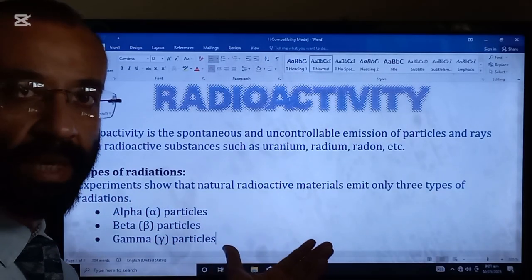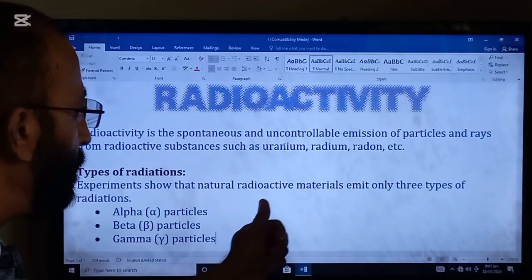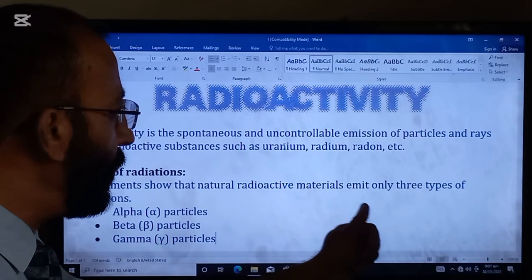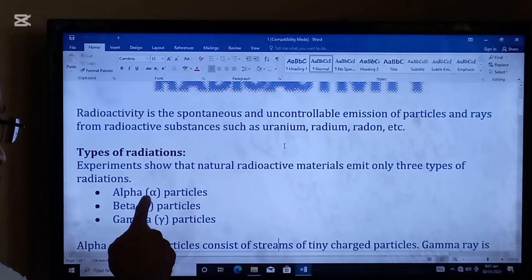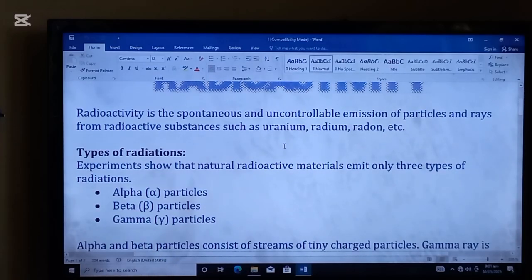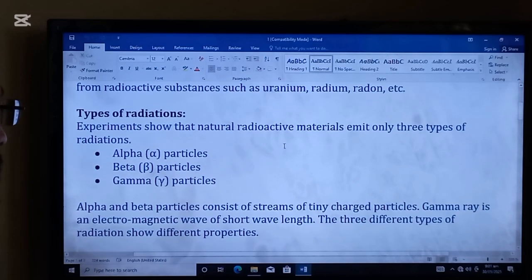Now, the types of radiations. Experiments show that natural radioactive materials emit only three types of radiations. First is alpha particles. This is the sign of alpha. Number two, beta particles. This is the sign of beta. And number three, gamma rays. This is the sign of gamma.